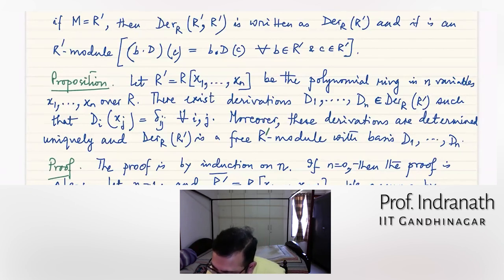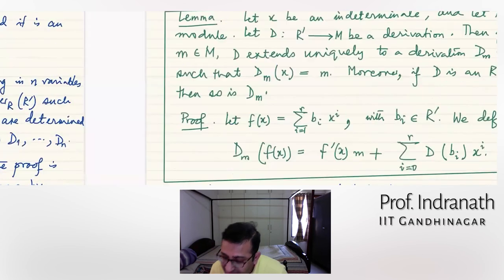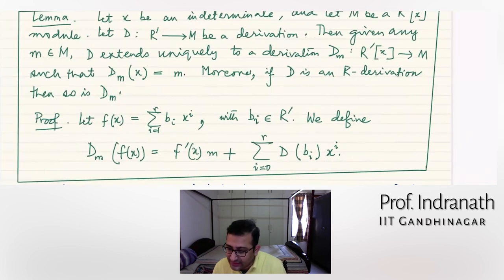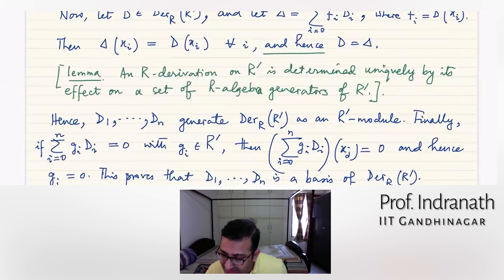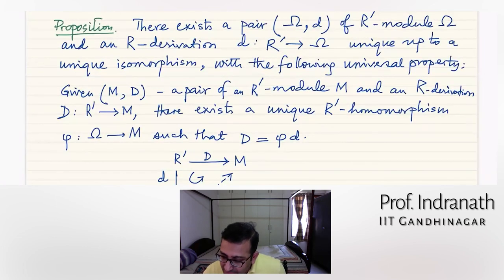Okay, so now let me just introduce the differentials and then we will again do it in the next lecture. So let me define it. You have a commutative ring R with identity. R dash is a commutative R algebra. Now, take it as a proposition and also as the defining property. There exists a pair omega, d, of an R dash module omega and an R derivation. You know what R derivation means?